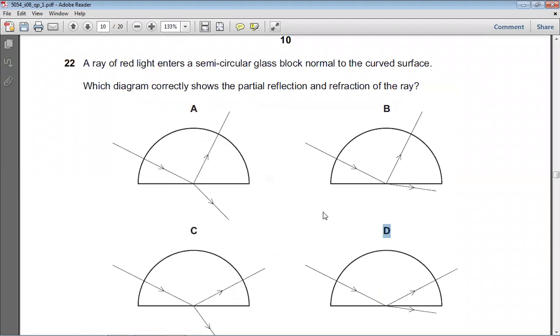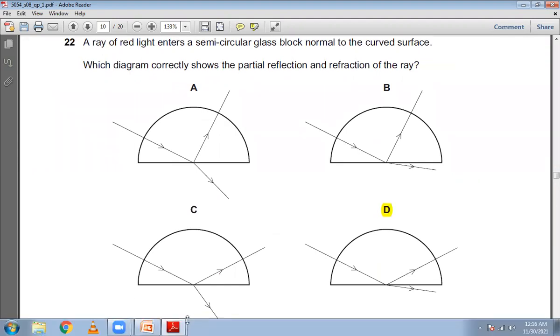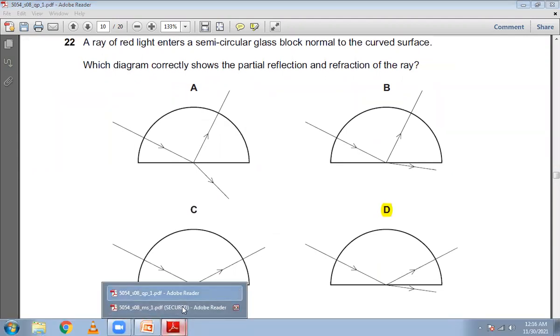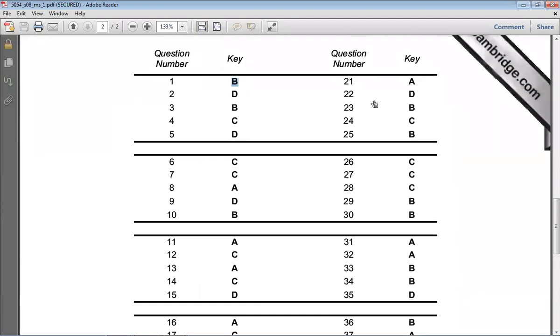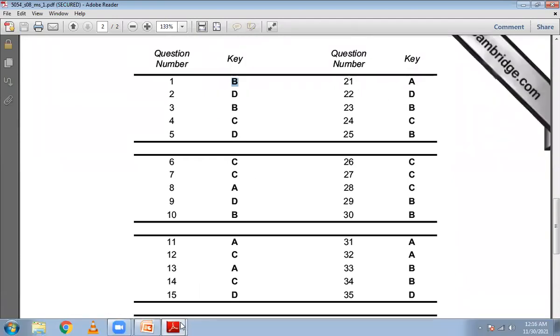Question number 22, I think this D part is the best option. Question number 22. Let's check. D is the right option, sir.